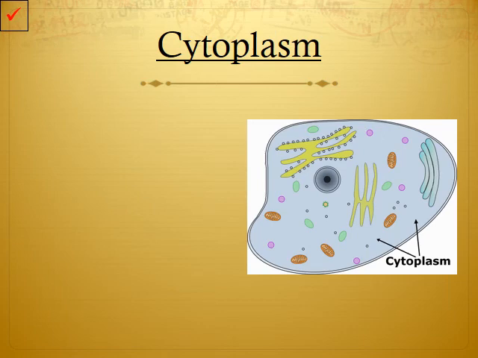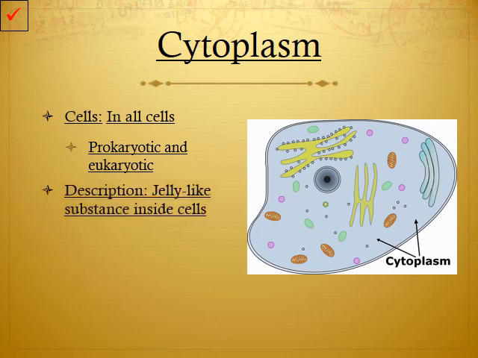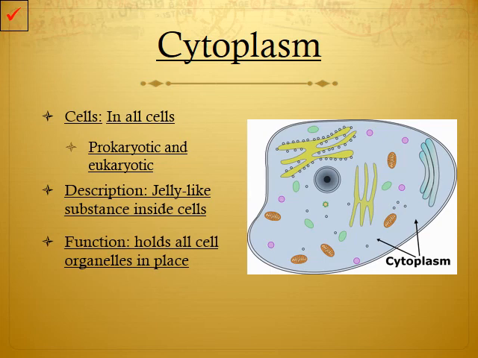primarily used for movement. Finally, we have the cytoplasm. Now, the cytoplasm is found in all cells, both prokaryotic and eukaryotic, and it is a jelly-like substance inside the cell that is responsible for holding all the organelles in place. That way they're kind of not just flying all over the place.